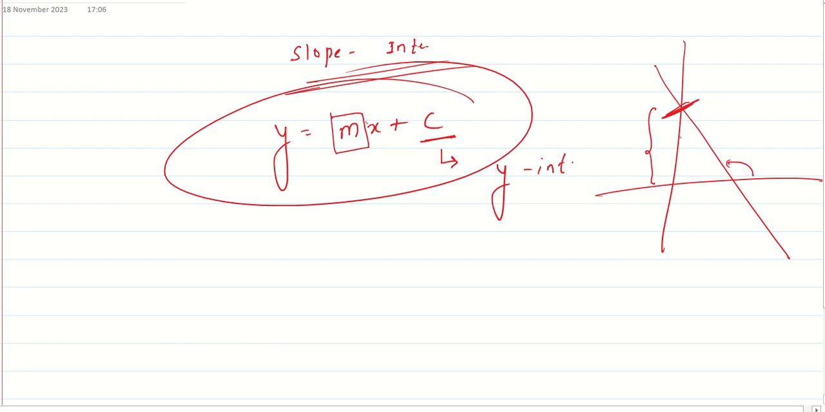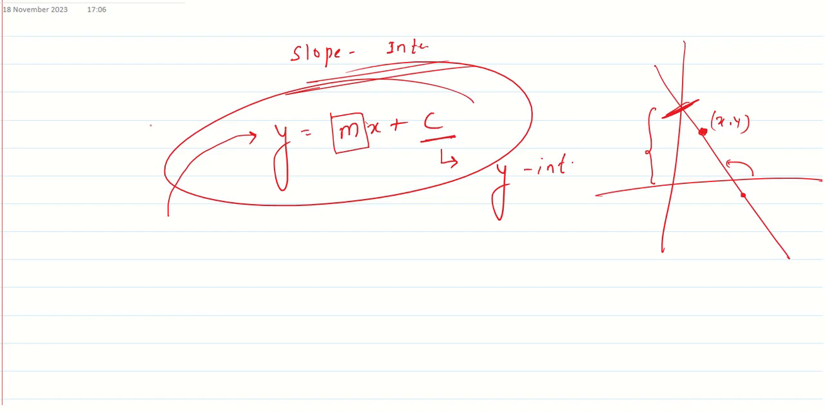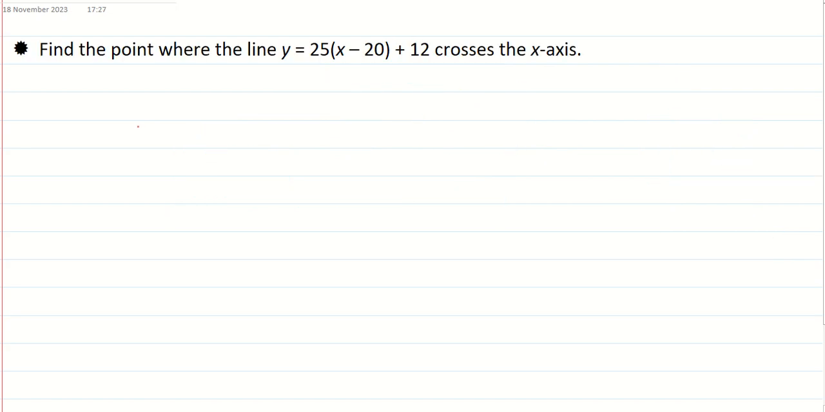What are x and y here? Any point on this line, the x and y coordinates of a point lying on the line. Correct? So that is y is equal to mx plus c. So I can write any straight line in this equation. If I know the slope, if I know the intercept, I can write it this way. Correct? So basically I can write the linear equation of any straight line. Correct? So let's try, this is one simple question.